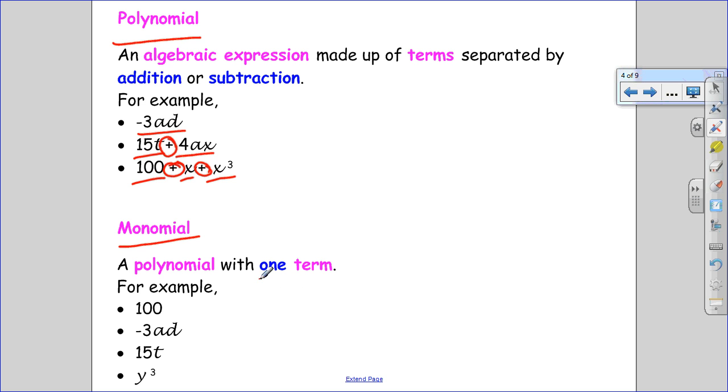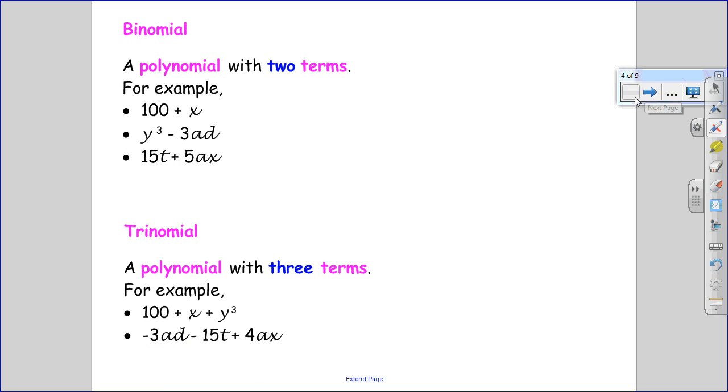Monomials are special polynomials that have one term. So if you look at 100, that's a number. It's called a constant term. It's got one term in it. Negative 3ad, even though I see two variables, it's a string of multiplication separating everything, so it's still one term. 15t and y cubed are all monomials. There's no addition or subtraction involved in those expressions.